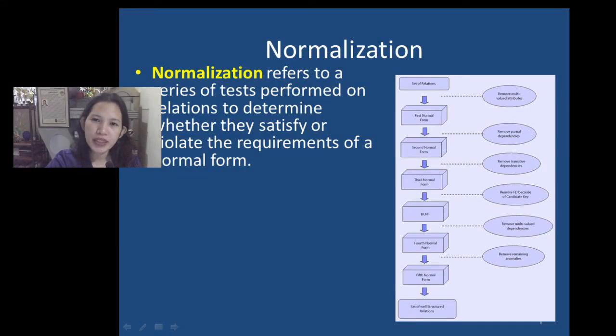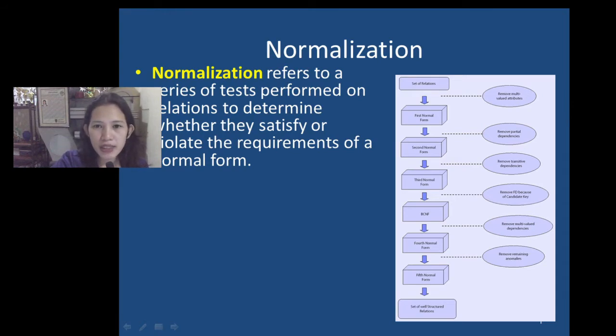Normalization is an important tool that allows us to validate and improve logical database design. E.F. Codd first proposed this process in 1972. The term normalization, as defined by Codd, refers to a series of tests performed on relations that determine whether a given relation satisfies or violates the requirements of a normal form.